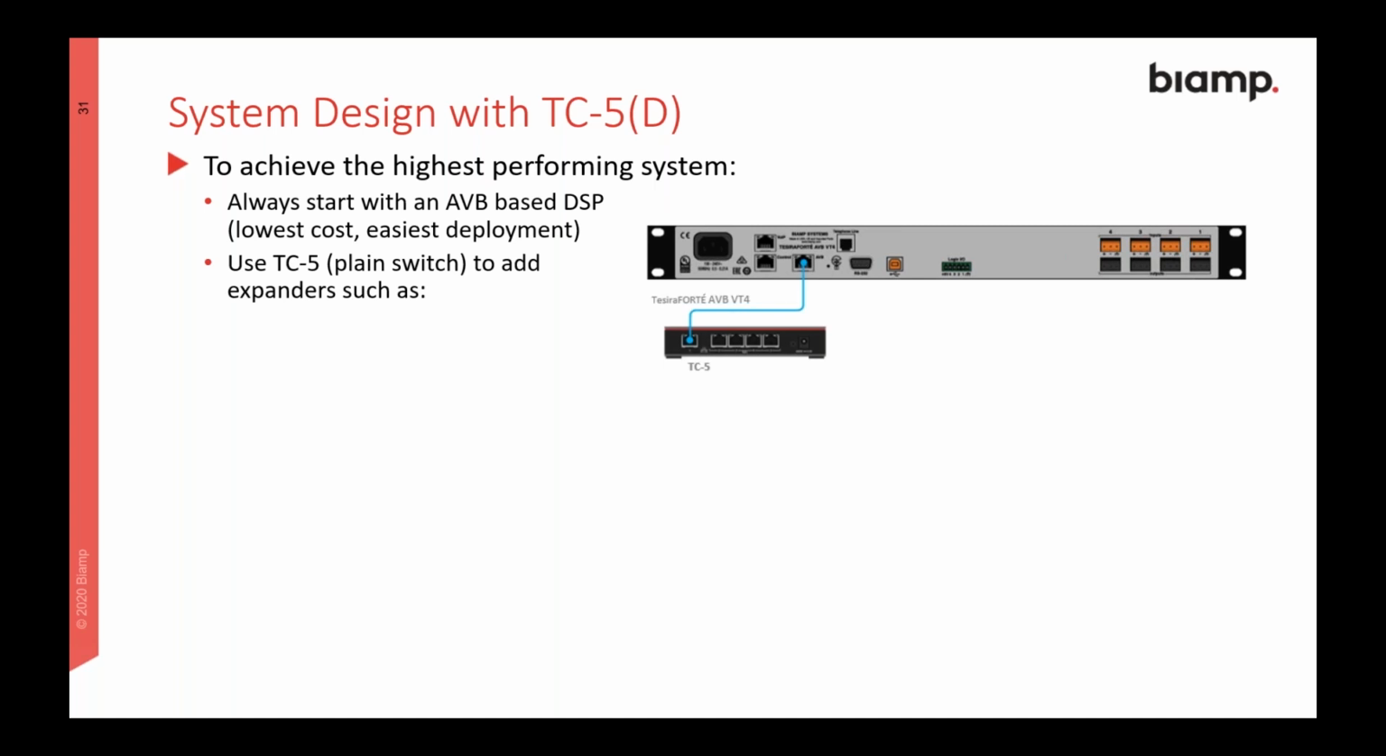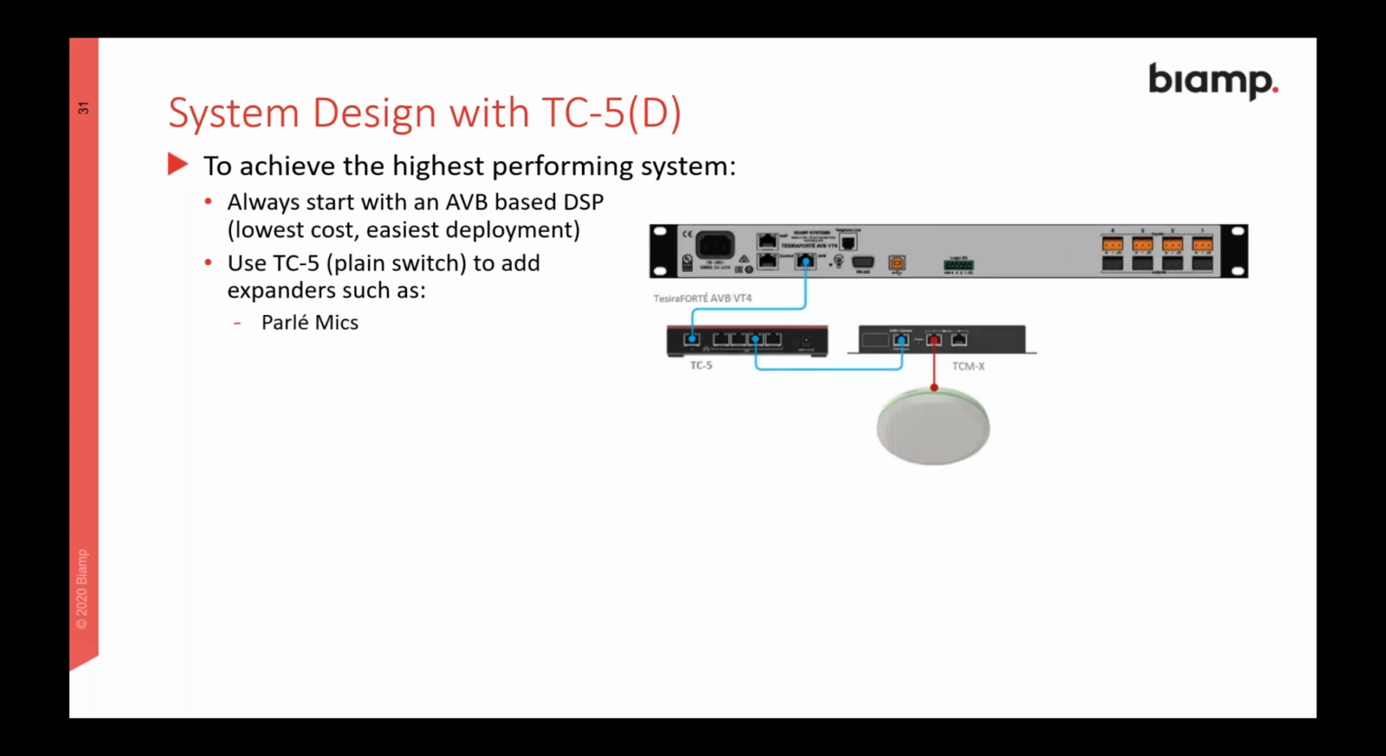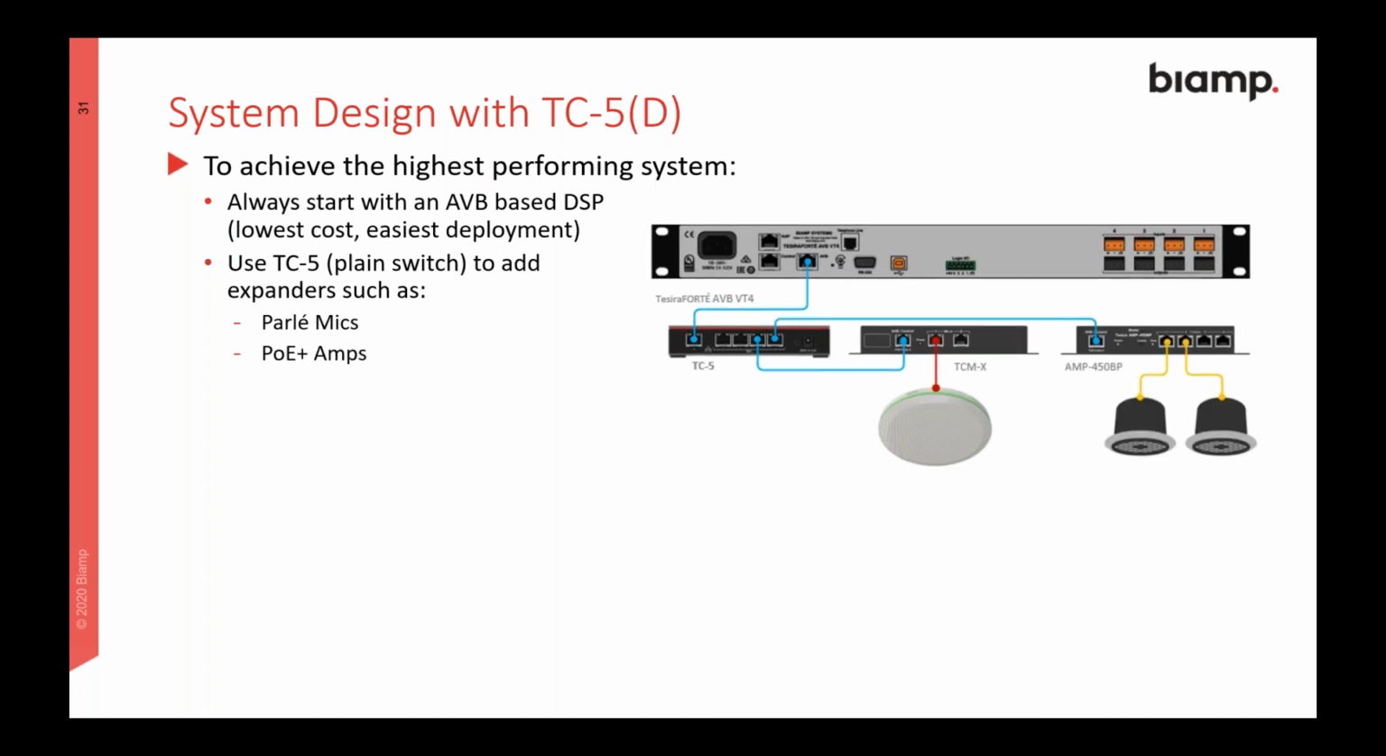When you want to use the TC5D or TC5 as simply a plain switch, you can just plug in expanders of various kinds, microphones, a PoE amp, XUBT, any AVB expander can be connected to the TC5. So in this mode, it's pretty much passive. All of the work is happening between the expanders and the DSP. The TC5 really doesn't have much role here except just routing traffic.